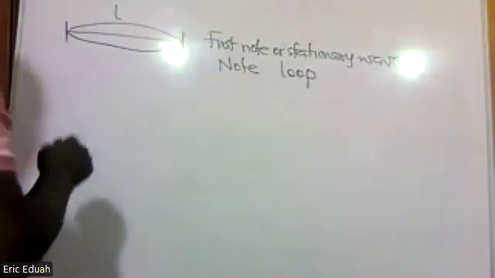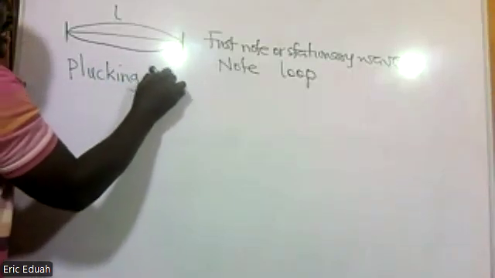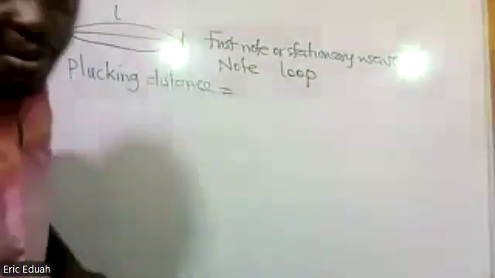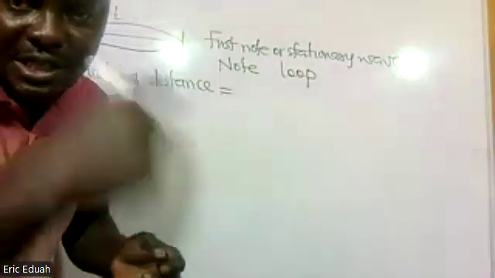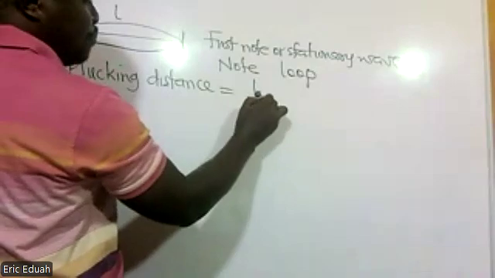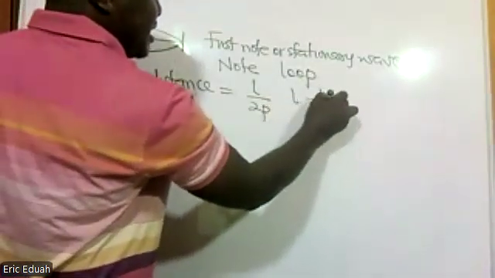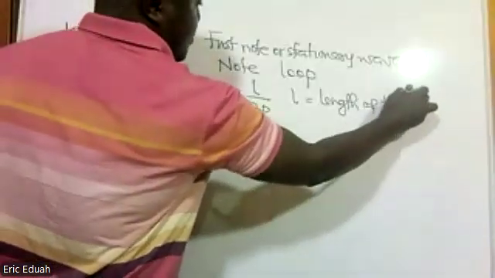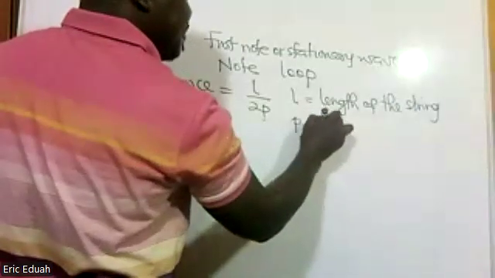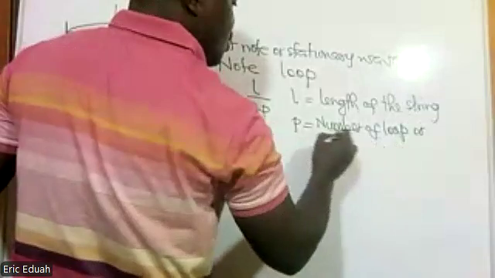So the plucking distance, there's a formula connecting where to pluck or vibrate, the number of stationary waves that will be formed, and the length of the string. And it is given by L over 2P. So the plucking distance is equal to L over 2P, where L is equal to length of the string. And then P is the number of loops or stationary waves.